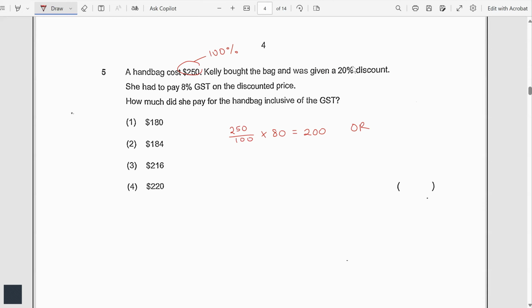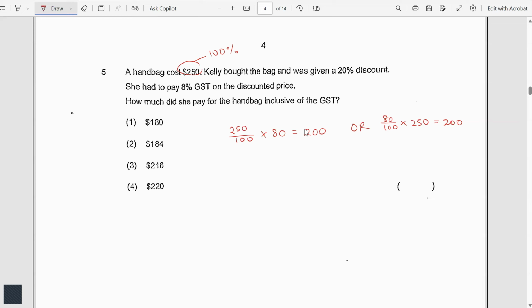Alternatively, if you want to find 80% of that, it is 80 over 100 times 250. This will also give us 200. Now this $200 is the amount after discount. And what we need to do now is to calculate what is after GST. Anything before GST is always treated as 100%. So now this 200 is the new 100% if we are talking about the GST layer.